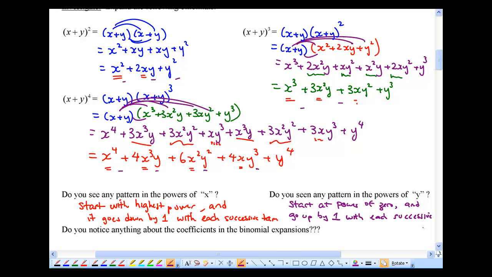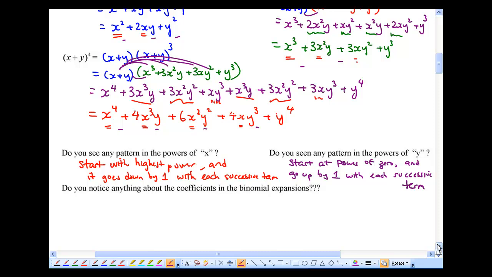Okay, what about the coefficients? Know anything about the coefficients? Well, x plus y squared, the coefficients, let me just quickly show you, are 1, 2, 1, right? X plus y cubed, 1, 3, 3, 1. X plus y to the power 4, 1, 4, 6, 4, 1. Where have you seen these numbers before? Yeah, Pascal's triangle.